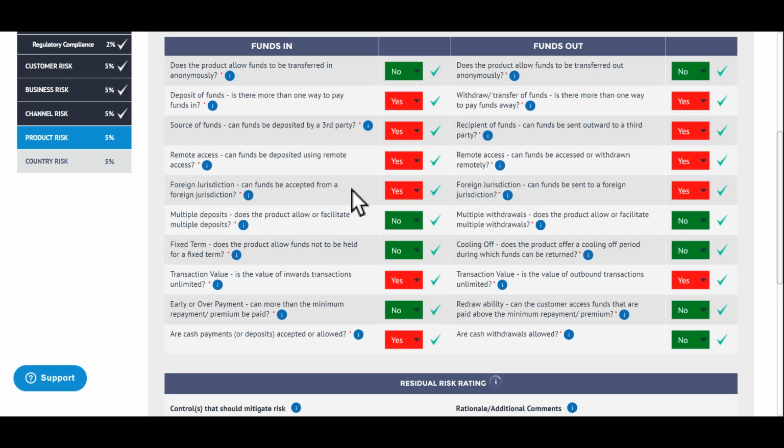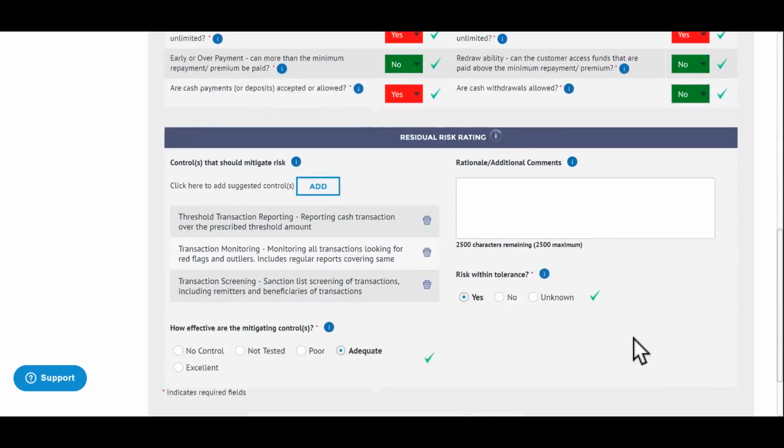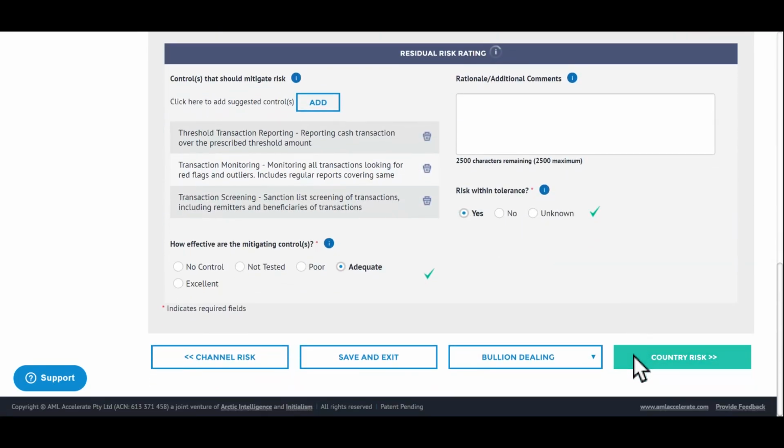There are other product-related risk attributes that represent higher risks, including whether early or overpayments can be paid over and above minimum repayment requirements, and whether redraw facilities are available, as well as whether products allow deposits or withdrawals to be made in cash or cash-equivalent instruments, such as checks, which are typically considered to be higher risk than more traceable means of making trades, transactions, or transfers.